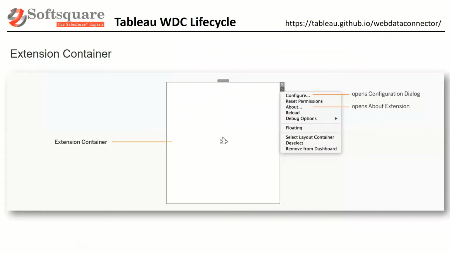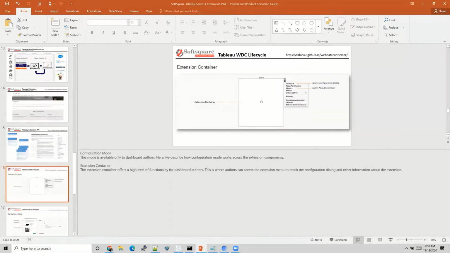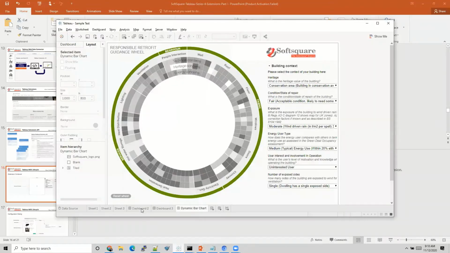So starting with the Tableau extensions container, which I'm going to start explaining, the extensions container is something that you will be pulling into the Tableau desktop. So let me show you how that's done. So we're going to pull up our Tableau, and we're going to take a look at our first example.